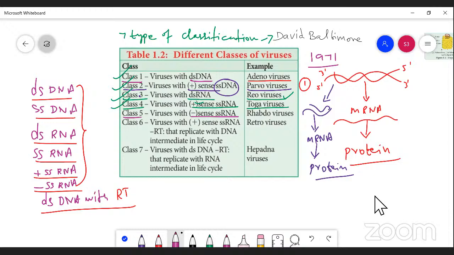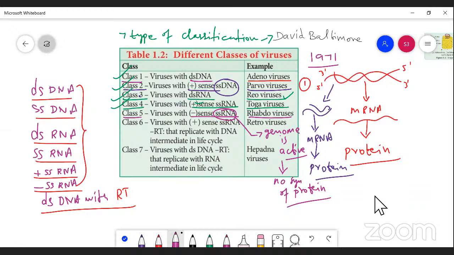The next one is class 5: viruses with a negative sense single strand of RNA. The negative sense single strand of RNA is also called antisense RNA. There is no sense of protein. But this type of genome is active, though there is no synthesis of protein. The virus possesses a single strand of RNA, and this viral genome is active, but there is no synthesis of protein. Examples: rhabdovirus.